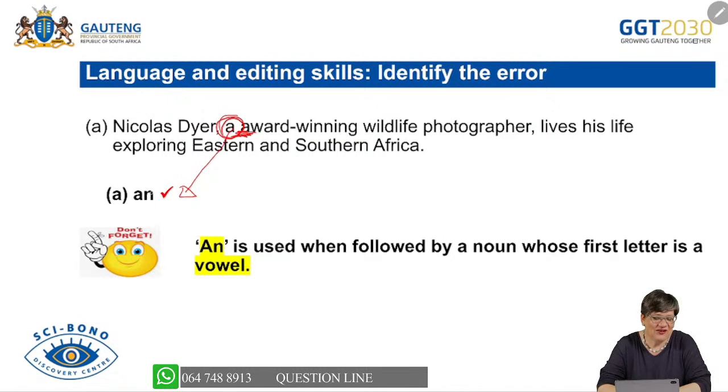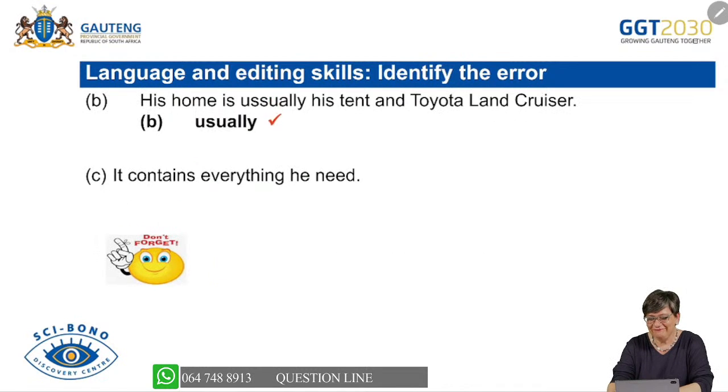Let's try the second one. His home is usually his tent and Toyota Land Cruiser. Did you get it right? I'm sure you did. Yes, it's usually. Usually has only one S. Be careful. Don't forget about the double L.